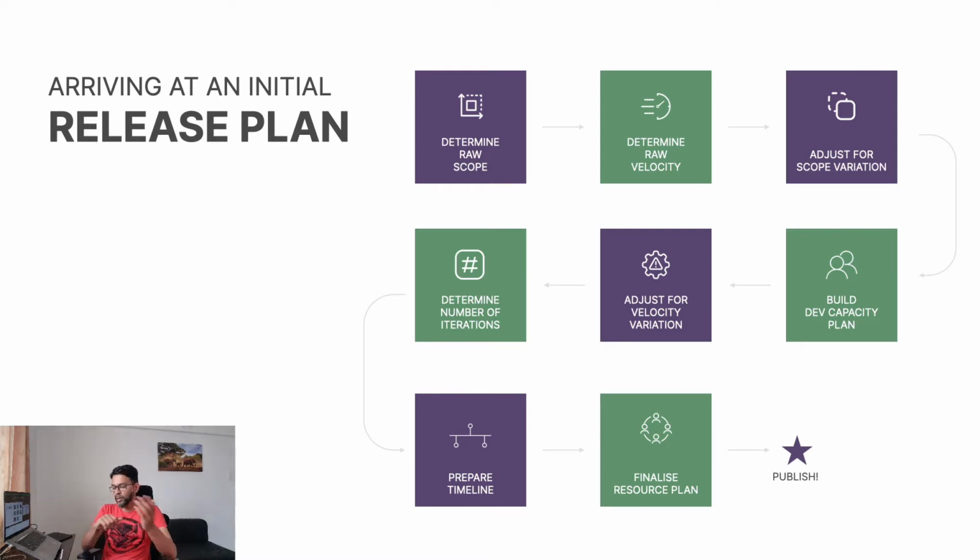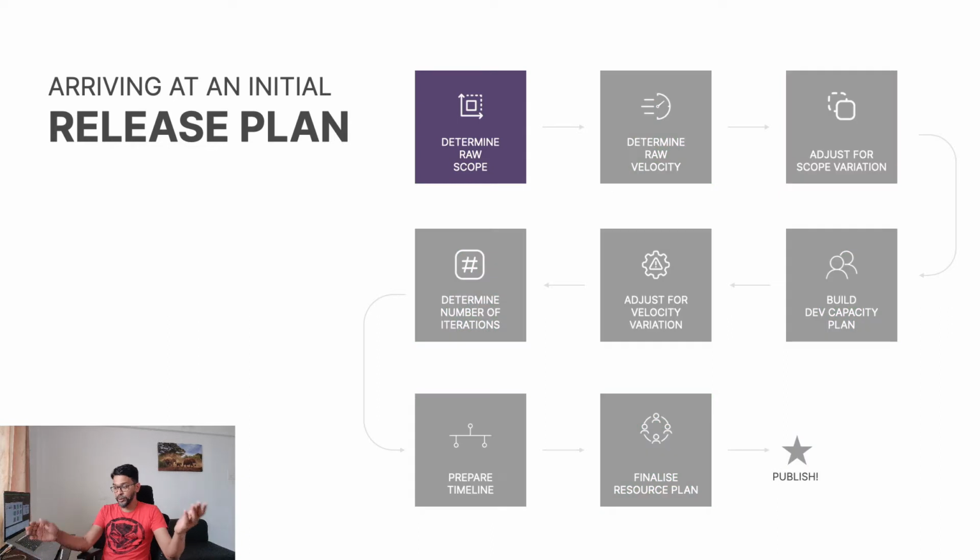So, a couple of steps you're already familiar with, which is determining the raw scope, which is essentially sizing your entire backlog, or at least a good cross section of it, the minimum that you would like to size, and it could be with a whole bunch of assumptions laid onto it, is what you want to deliver as part of your first release. You also want to do your raw velocity exercise, which we've spoken about in a previous episode.